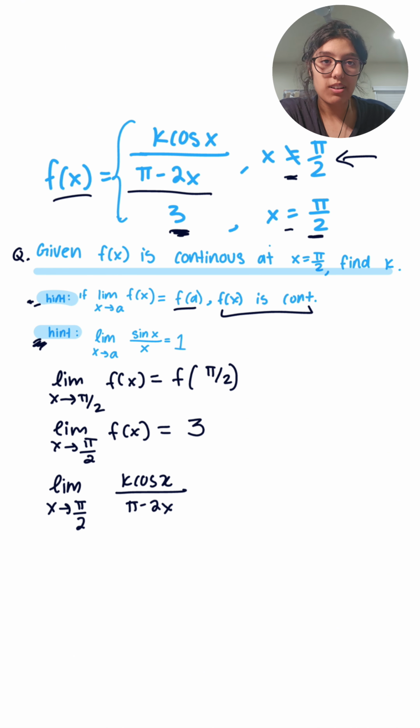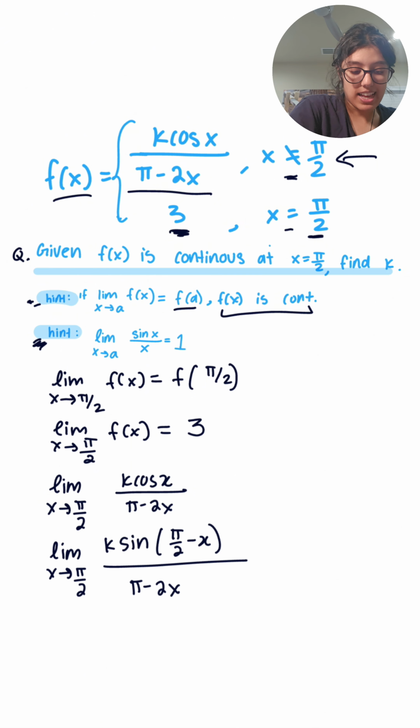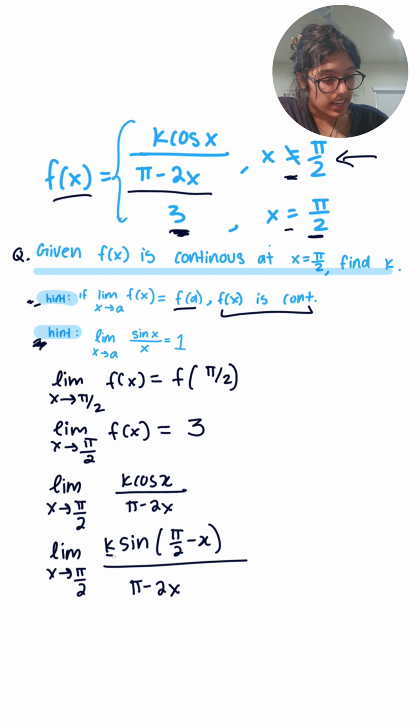In order to do that, lucky for us, we know our trigonometric identities and how they're related to each other. So we could say the limit as x tends to pi over 2 of k sine of (pi over 2 minus x) over (pi minus 2x). All I did was replace cos x with sine of (pi over 2 minus x). They're the exact same thing. And now over here we have a sine of (pi over 2 minus x).